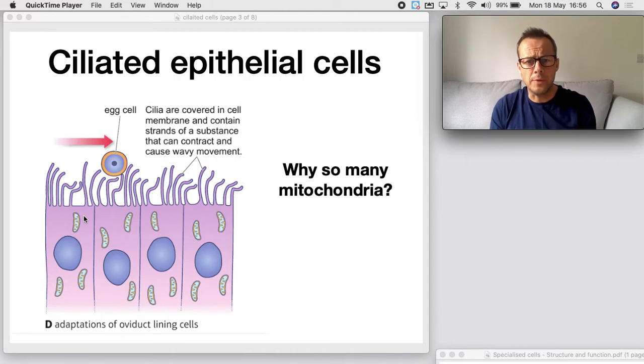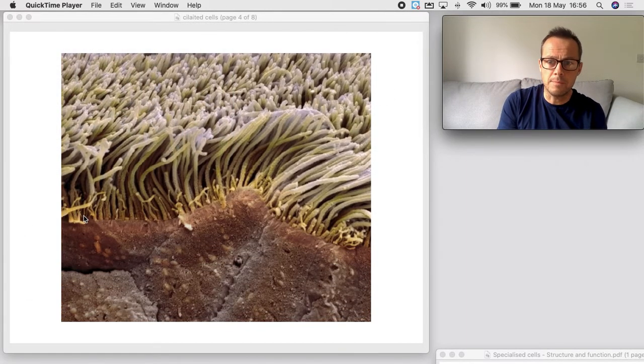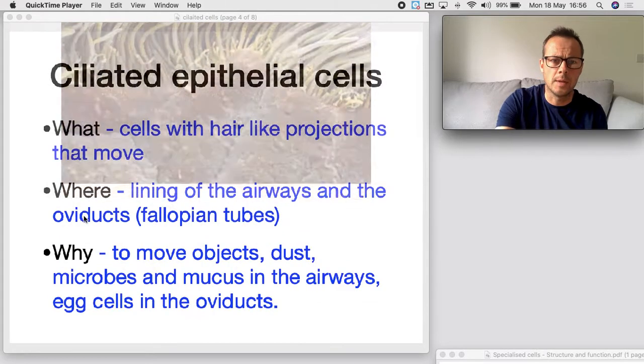Okay, going back through that, mitochondria are involved in respiration and they release energy for the cell. Why would these cells need lots of energy? Because the cilia are moving and that movement would require energy. Here's a microscopic image showing those cilia, so you can see long wavy hair-like projections.